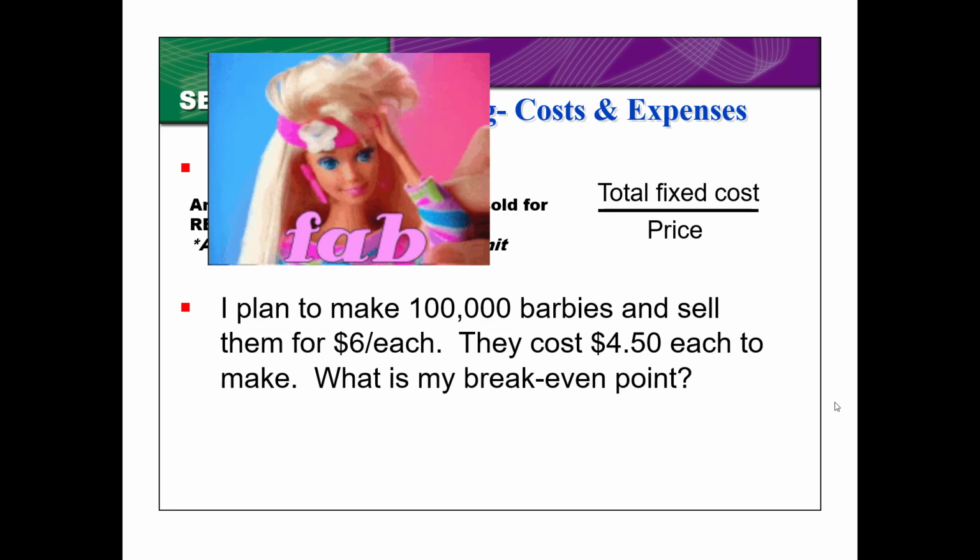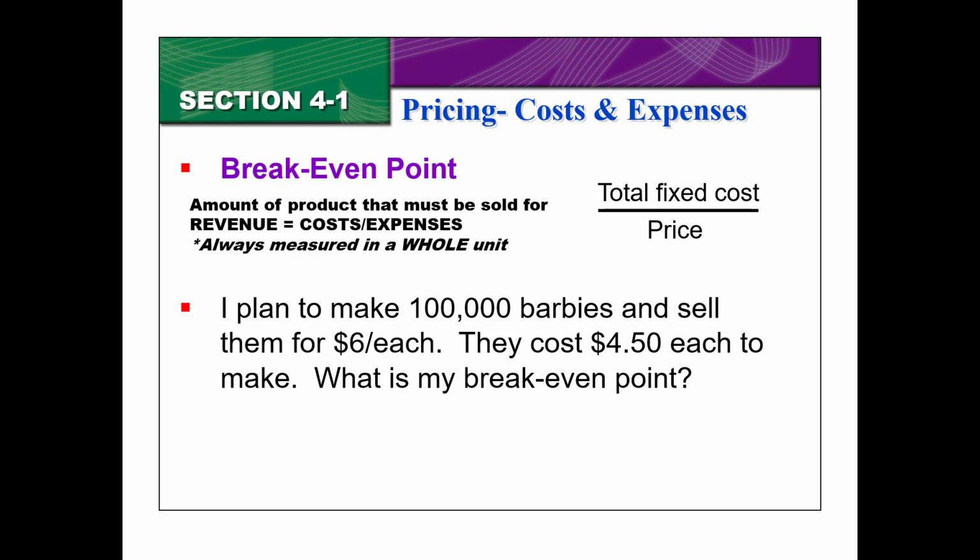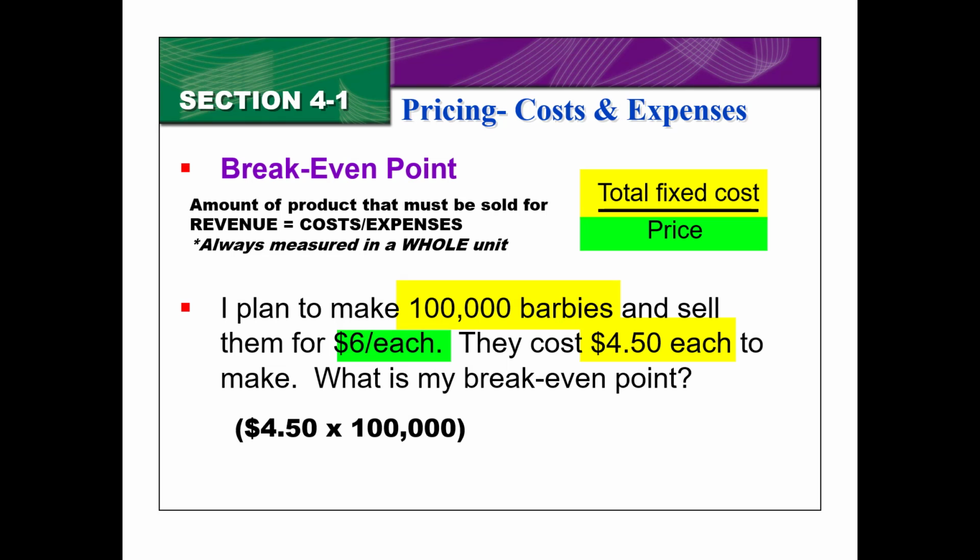So let's say that I plan to make 100,000 Barbies. I'm going to sell them for $6 each. They cost me $4.50 each to make. If I'm trying to find my break-even point, the first thing I need to do is take my total fixed costs, and I need to find that by multiplying the total amount of Barbies I'm making, 100,000, by the individual cost, $4.50 each. And then I'm going to divide that by the price I'm going to sell them at. So I'm going to divide it by $6.